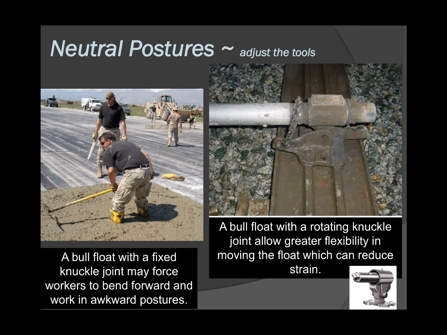So some other examples of neutral or awkward postures: you can see the awkward posture with smoothing out the concrete, and they would be able to have a more neutral posture if they had a float on the end of the tool there that allowed it to change its orientation or the way in which it comes into contact with the concrete to make it easier for the workers.